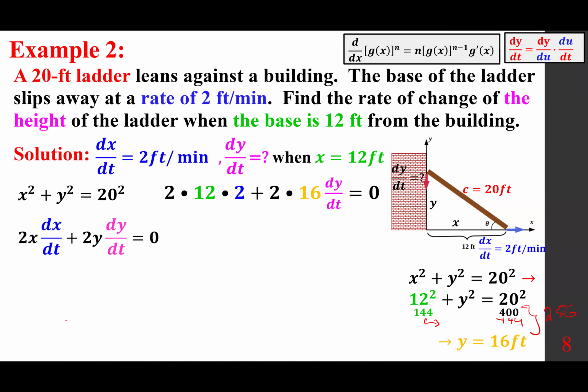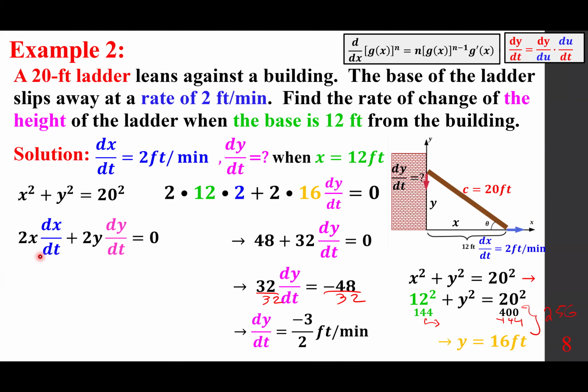So 2 times 12 times 2 plus 2 times 16 dy/dt. And we end up with this one is 48. This one is 32. You want dy/dt, you want to move the 48 and make it negative. Divide both sides by 32, and it results in dy/dt being negative 3/2 feet per minute.